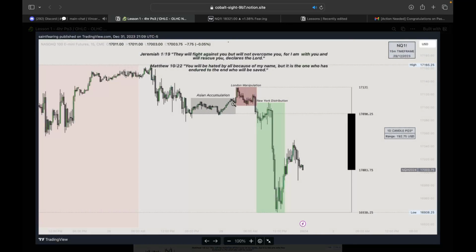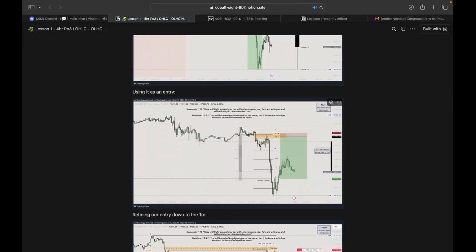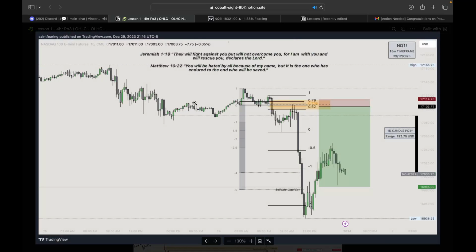Asia accumulation, London manipulation, followed by New York distribution. How would you use that? Well, this is the same exact play. Accumulation, manipulation. Going into the New York session, we see a breaker block.